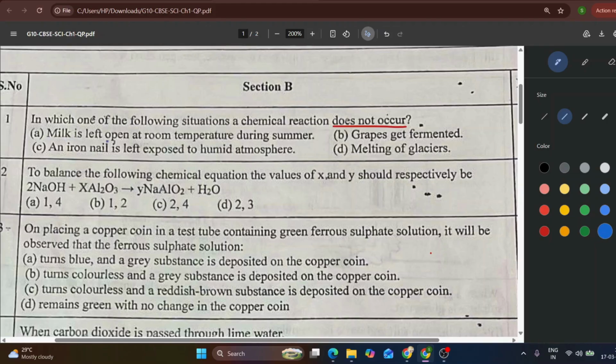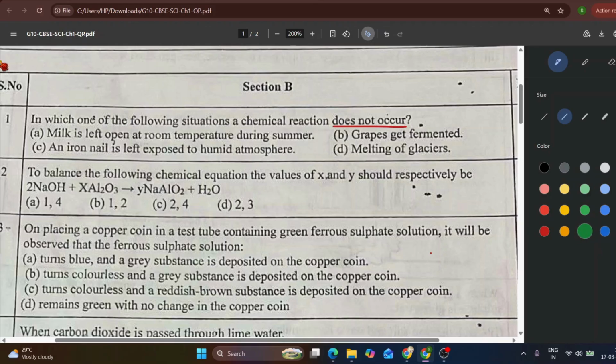Option A, milk is left open at room temperature during summer. So what happens when milk is left open at room temperature? Definitely, if it is not refrigerated, it turns into curd. Okay, so there is a chemical reaction. First of all, you should remember what a chemical reaction is. A chemical reaction is nothing but the formation of new products, and it is an irreversible reaction. So option A is neglected.